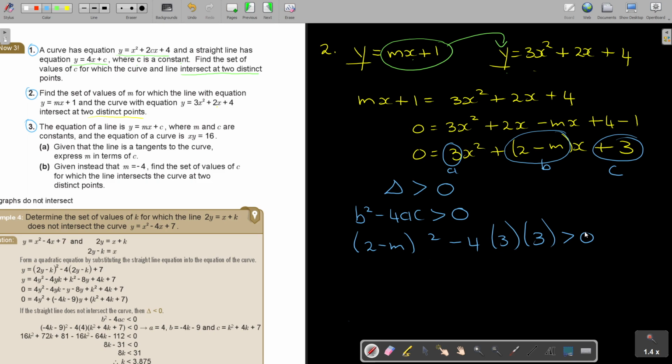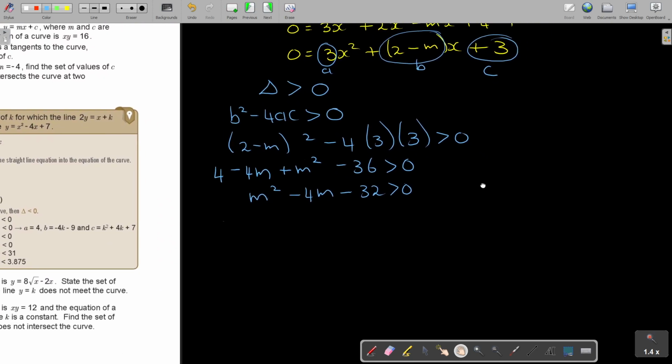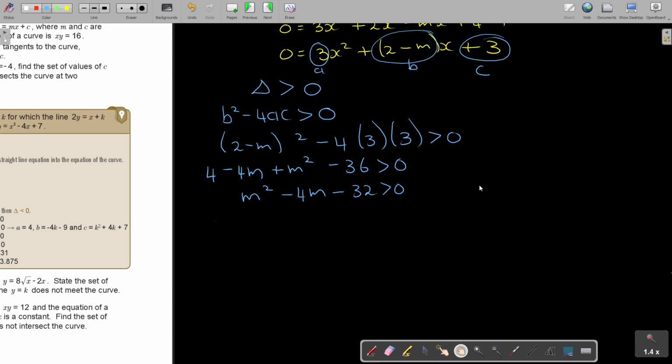There's 3 terms. So it's going to be 4, but 2, it's negative 2 multiplied 2, so it's negative 4m, and this squared plus m squared. And this is going to be 4 times 3 is 12, and then times 3 is 36. So if I simplify this, I'm going to get m squared minus 4m, and then it's minus 32, and it's bigger than 0.